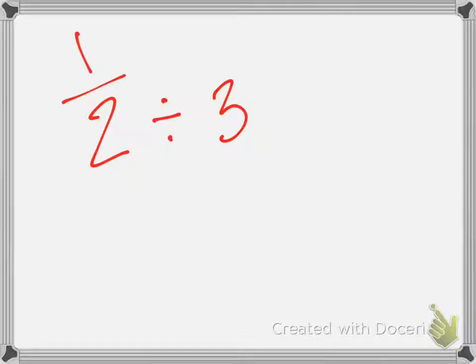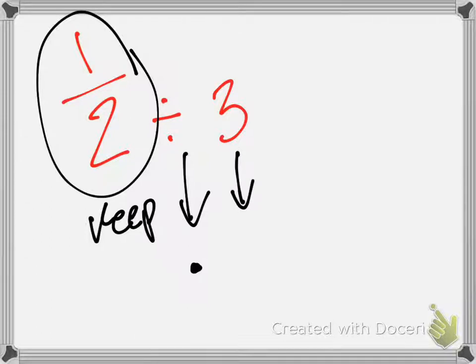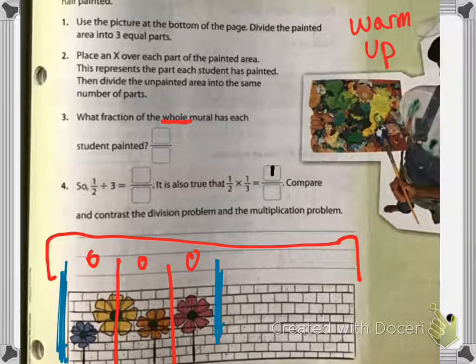You might have heard it before as keep, change, flip. So here, let's make it 1/2. So our first one, what we do is we keep it. Our second one here, we change it to multiplication. The third one here, we flip it, reciprocal to 1/3. So we get 1/2 times 1/3. What's 1/2 times 1/3, you guys? Who can tell me? Michelle? 1/6.